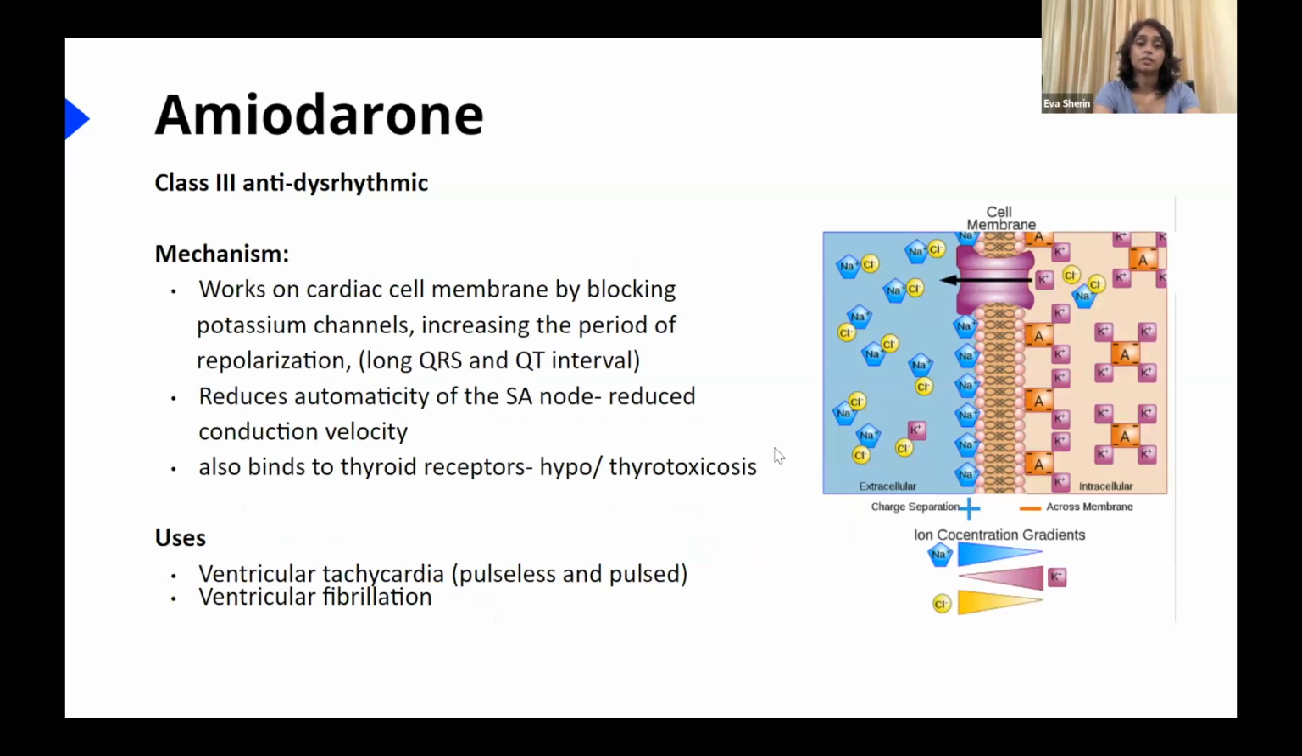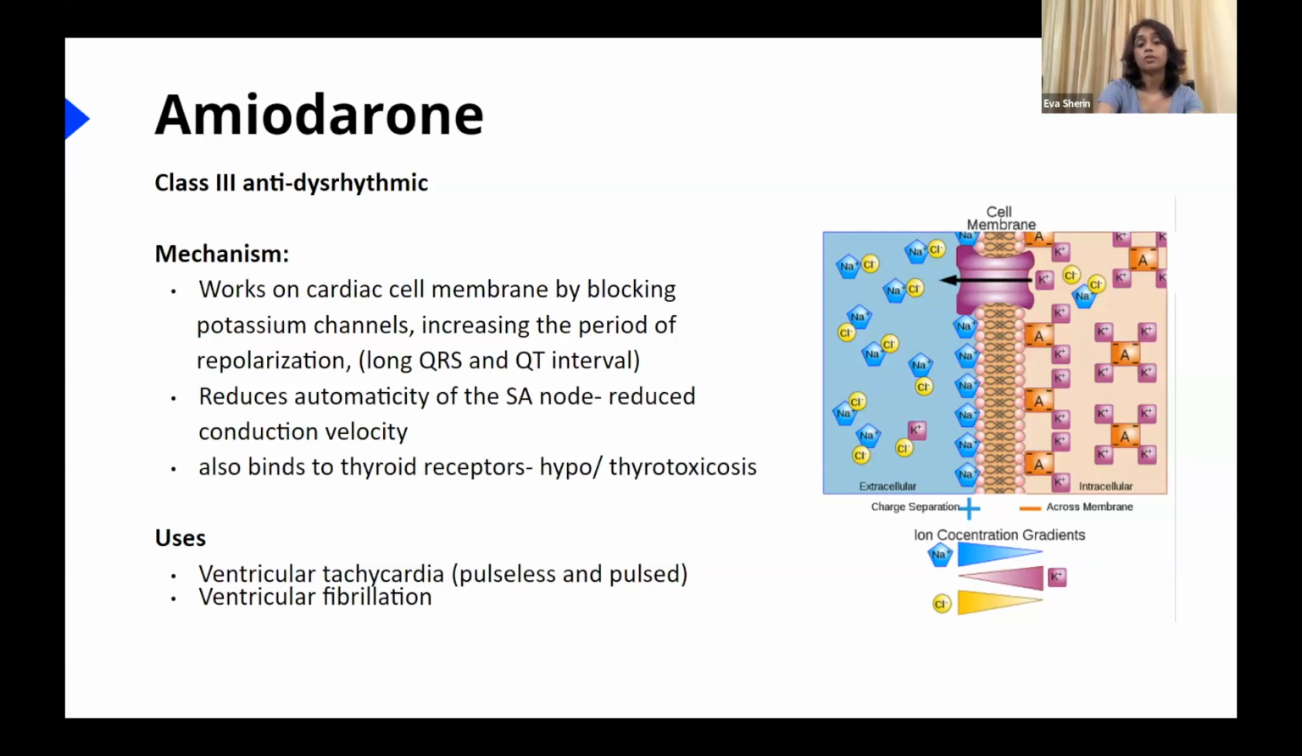Class 3 antiarrhythmic drugs is amiodarone. Going to the mechanism of action, you've got your cardiac cell membrane, and it mainly blocks the potassium channels. So you know how your sodium is on the outside, your potassium is on the inside, and your action potential takes place when the sodium comes in and the potassium goes out.